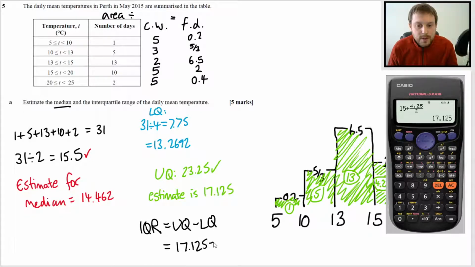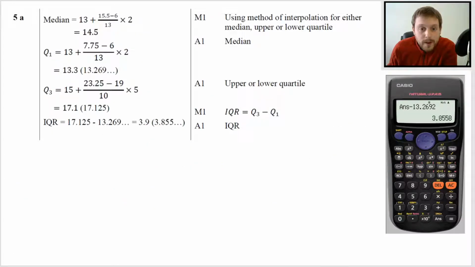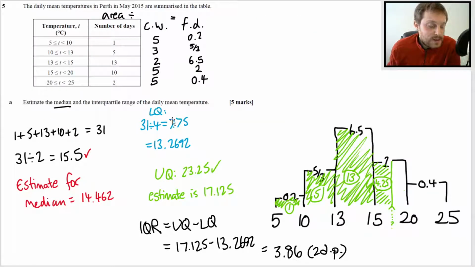So I'll be doing 17.125 minus 13.2692. Obviously I've been probably more accurate than you need to be. It's just you don't want rounding errors, so you want to leave the rounding to the end. So I get an interquartile range of 3.86, to 2 decimal places. Let's just check what we're supposed to get. 3.855 and so on. If you look at the mark scheme, here's the 13.269 which we got, here's the 17.125, which we got, and they rounded it to 3.9, and I rounded it to 3.86. So that's the method. Now that was for continuous data.